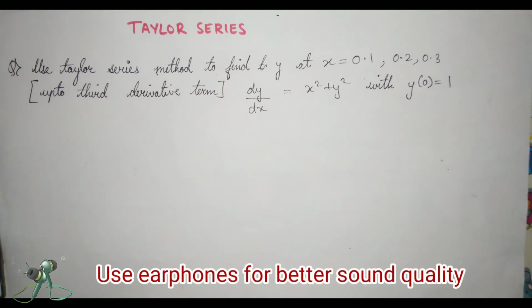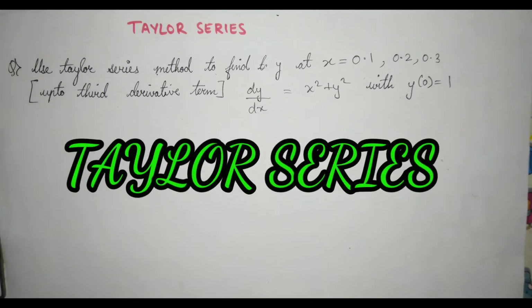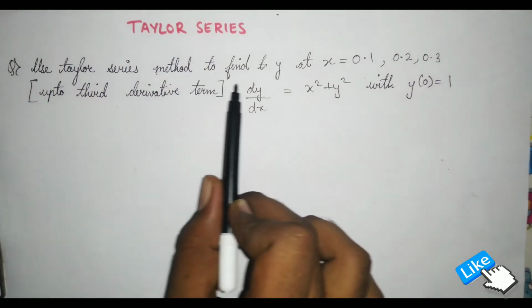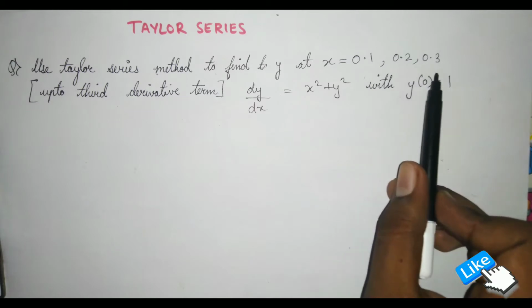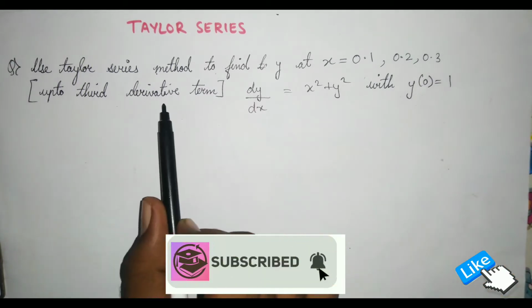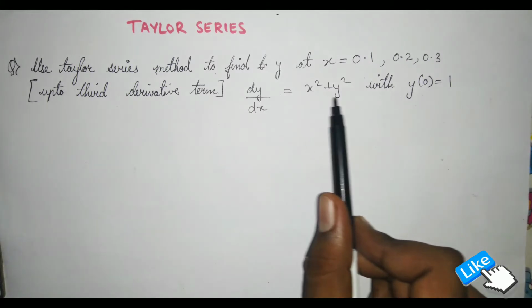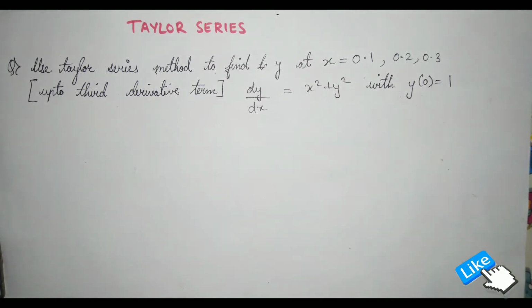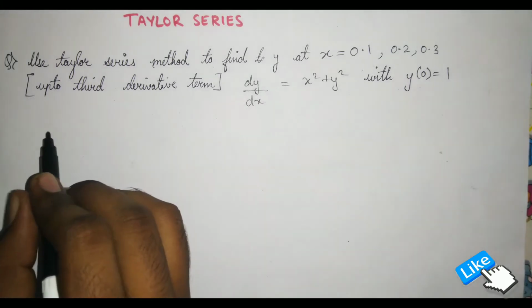Hello guys, in this video we'll be discussing Taylor series. Okay, so let us take one question based on Taylor series. Now use Taylor series method to find y at x equal to 0.1, 0.2 and 0.3 up to third derivative term, where dy by dx is equal to x square plus y square with y of 0 is equal to 1. Now here we need to understand what is given.